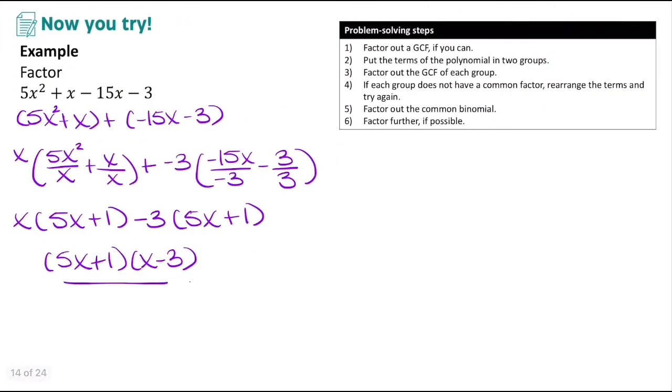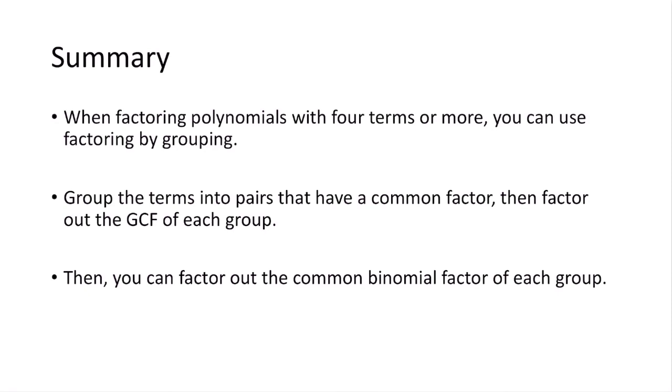So here we don't have a GCF, so I went ahead and put the terms into two groups. From the first group, I factored out an x, which gave me x times 5x plus 1. From the second group, I factored out a negative 3, which gave me minus 3 times 5x plus 1. When I factor out the 5x plus 1, I have 5x plus 1 times x minus 3. I actually use factoring by grouping. You'll group the terms into pairs that have a common factor and then factor out the GCF of each group. Then you can factor out the common binomial factor of each group and then make sure that your binomials are fully factored.